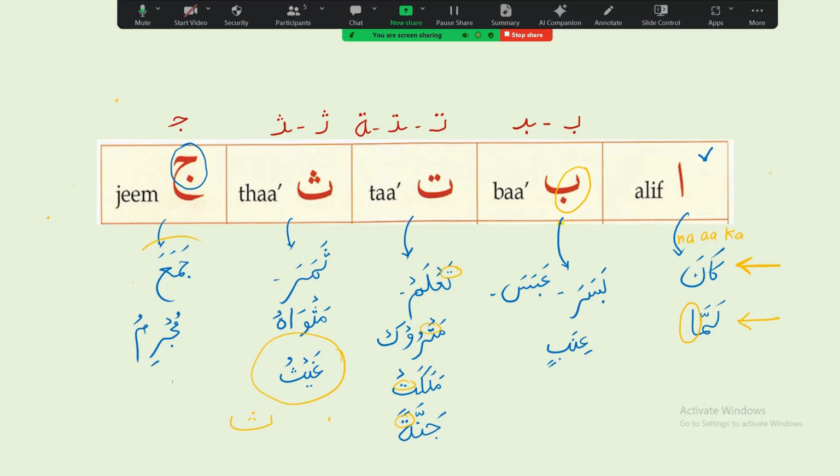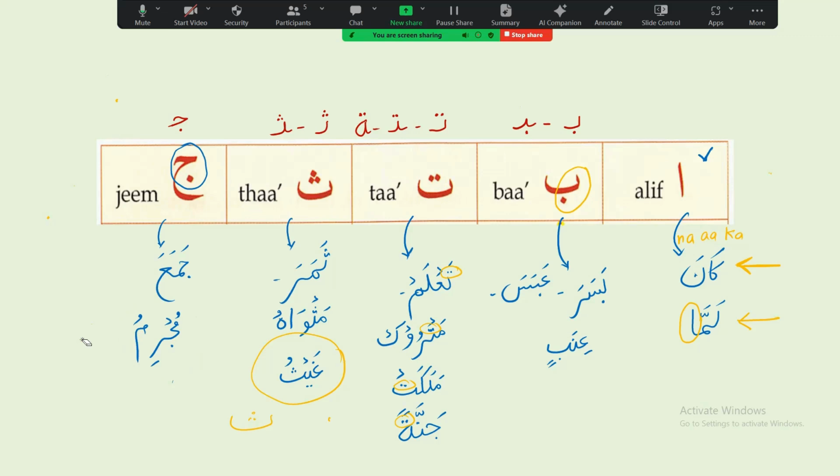When Jim comes at the start, it is something like this. Jama'a. Ja. Jim at the start. Ja. Ma'a. Jama'a. Okay. When Jim comes in the middle, it will again have the same shape like this. You see in the middle, right? Here. With one dot below it. So this is Jim, and we say muj. Mujrimu. Okay, so we say mujrimu, with the j sound here in the second place.